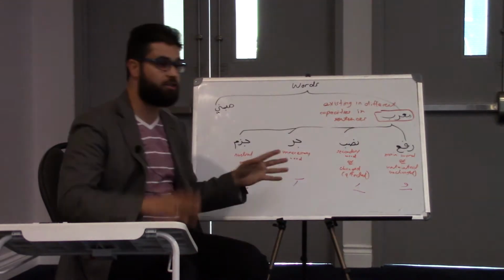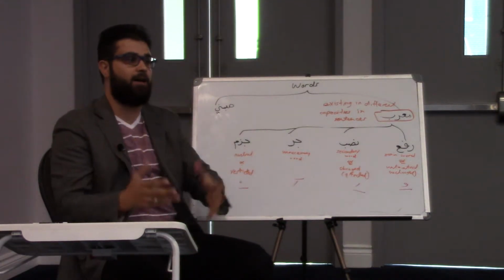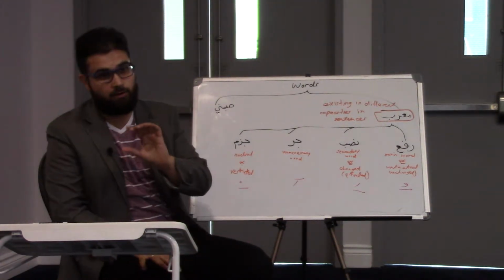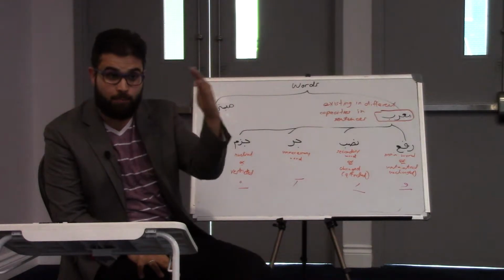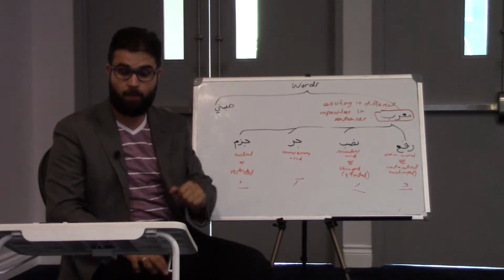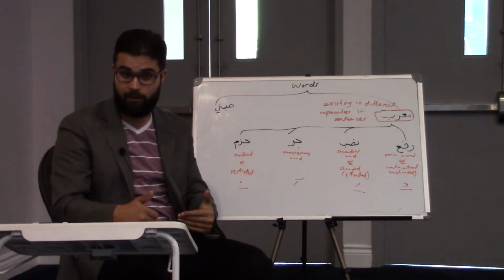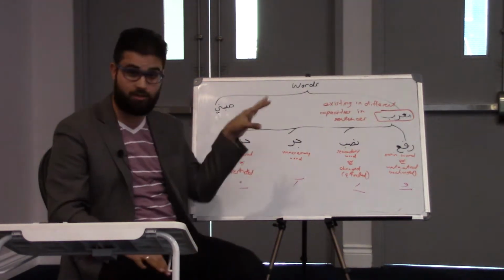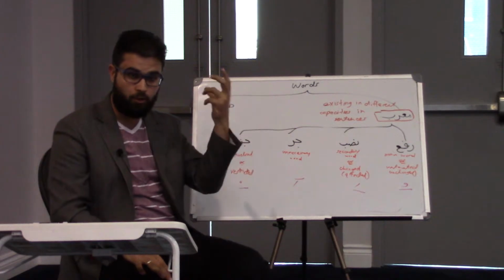So these four things are statuses that a word can have within a sentence. And each status has a number of markers that will tell us whether it has that status or not. Now what are these markers? That's what we're going to study right now. We're going to look at those markers. But it is important that you understand this, that words are either mu'rab or mabni.